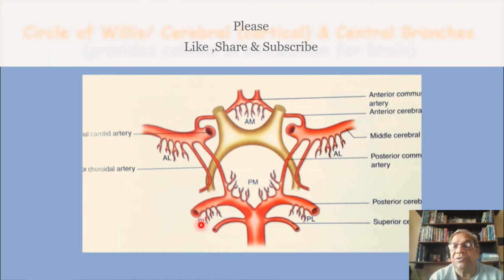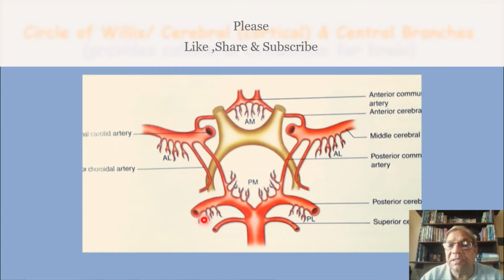Now these central branches are multiple very thin branches, and they penetrate the substance of the brain on the ventral aspect: anteromedial and anterolateral on either side, right and left. They will penetrate the anterior perforated substance, and that's why it is called perforated, because this area is perforated by the arteries. Similarly, the posteromedial and posterolateral on either side perforate an area of the brain on its ventral aspect that is called the posterior perforated substance.